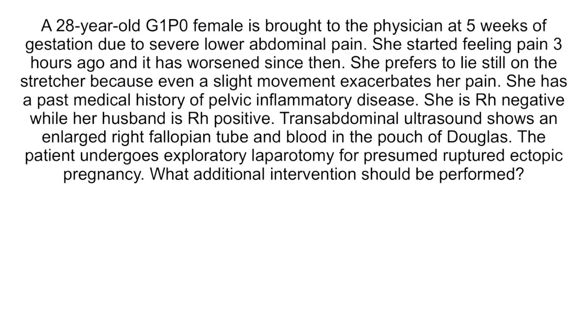She has a past medical history of pelvic inflammatory disease. She is Rh negative while her husband is Rh positive. Transabdominal ultrasound shows an enlarged right fallopian tube and blood in the pouch of Douglas. The patient undergoes exploratory laparotomy for presumed ruptured ectopic pregnancy. What additional intervention should be performed?